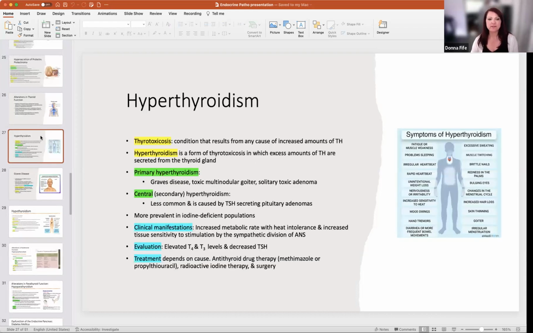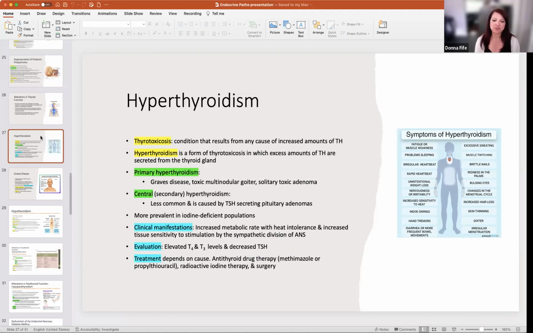So we have hyperthyroidism, also called thyrotoxicosis. This is a condition that results from any cause of increased amounts of thyroid hormone. Hyperthyroidism is a form of thyrotoxicosis in which excess amounts of thyroid hormone are secreted from the thyroid gland. Primary hyperthyroidism is Graves' disease, toxic multinodular goiter, or solitary toxic adenoma. Central or secondary hyperthyroidism is less common and is caused by TSH-secreting pituitary adenomas. This disorder is more prevalent in iodine deficient populations.